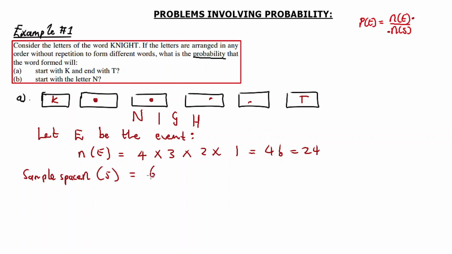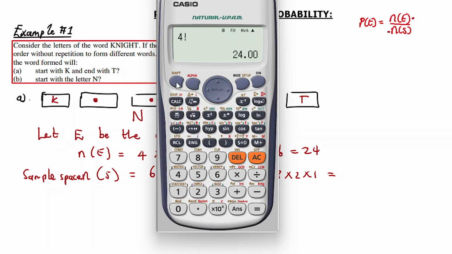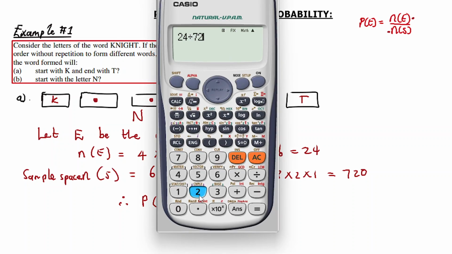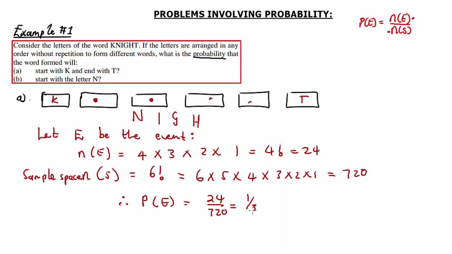So it's 6 factorial, because the word NIGHT has 6 letters. You can also write it as 6 times 5 times 4 times 3 times 2 times 1, which is equal to 720. Therefore, the probability of event E taking place is 24 divided by 720, which equals 1 over 30. Now I answered it together.